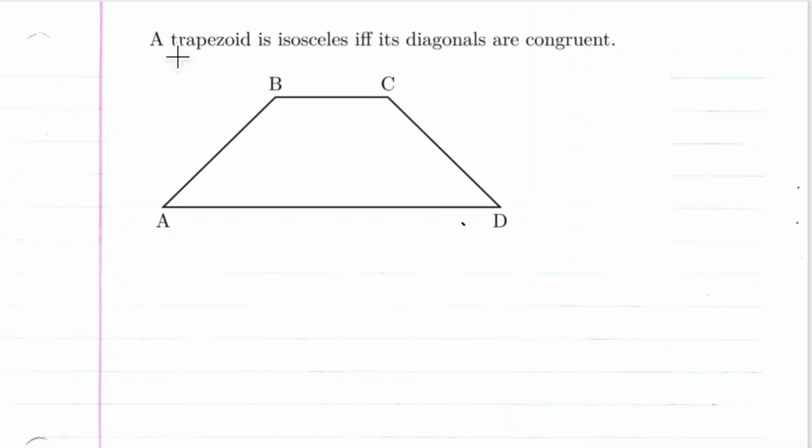All right, so we're going to prove that a trapezoid is isosceles if and only if its diagonals are congruent. Let's start this proof. Since this is an if and only if, we'll start with P implies Q.